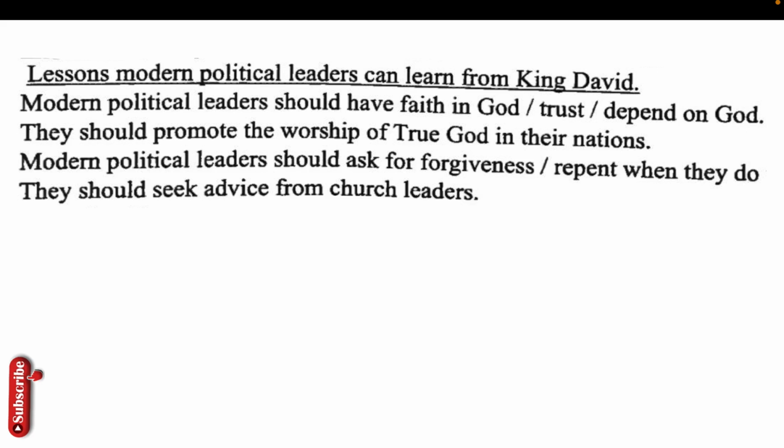They should promote unity among their subjects. They should establish good relations with their neighboring countries. They should secure their countries from external threats.